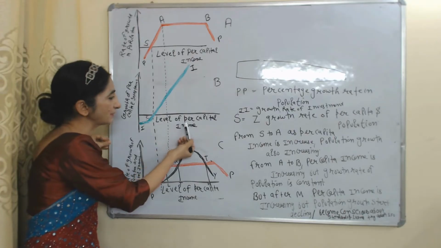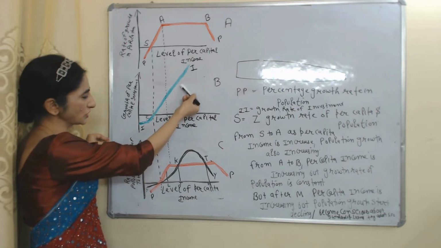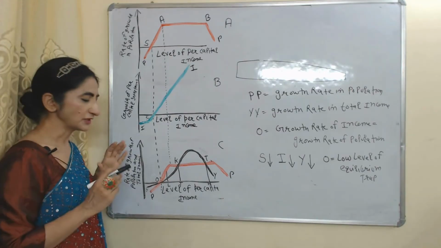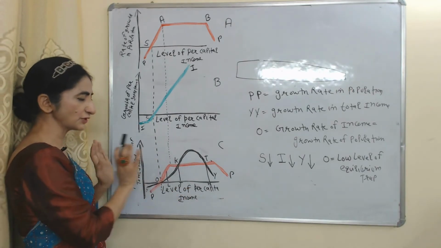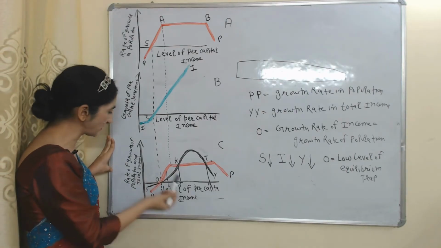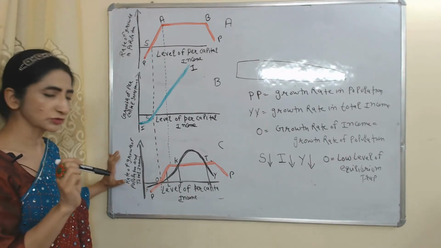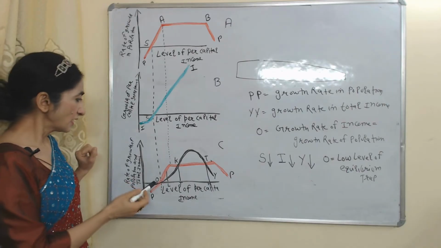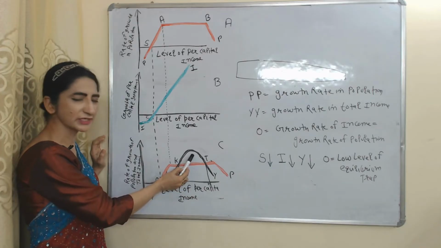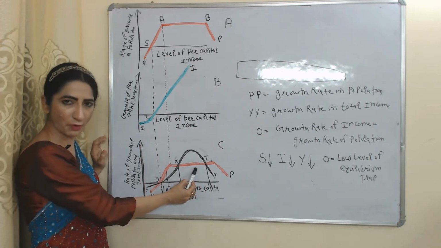But as per capita income increases, our investment also increases. You can see our investment also increasing, and this II curve shows the growth rate in our investment. Now we will see diagram C, which is very important. In this diagram, on the x-axis we have the level of per capita income and on the y-axis we have the rate of growth of population and the rate of growth of total income. So here you can see this black Y curve shows the growth rate in total income, and this red PP curve shows the growth rate in population.